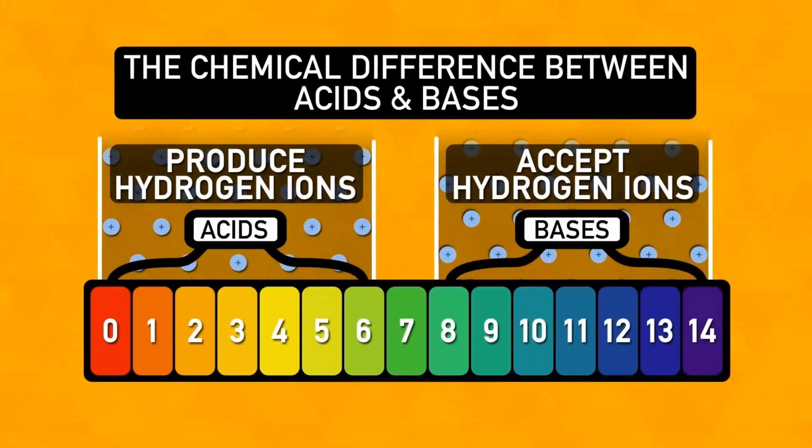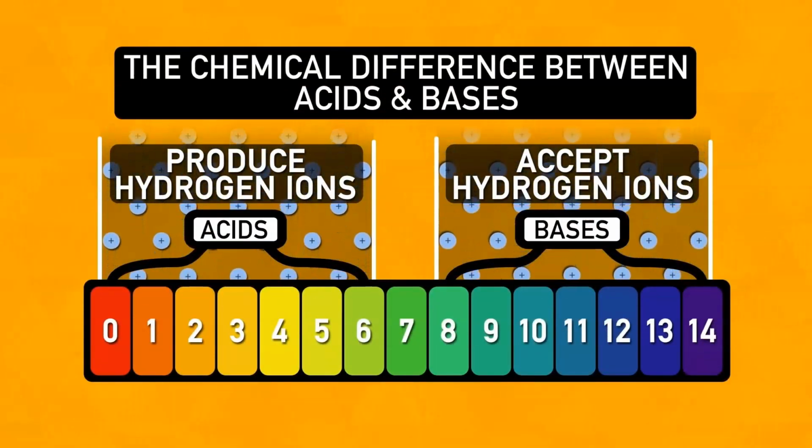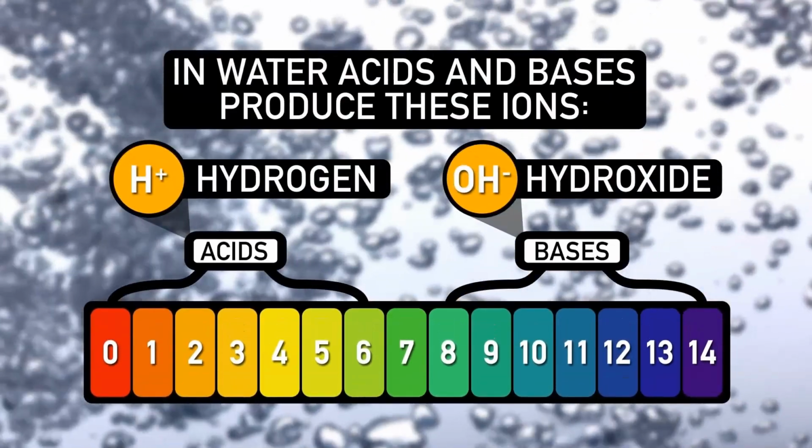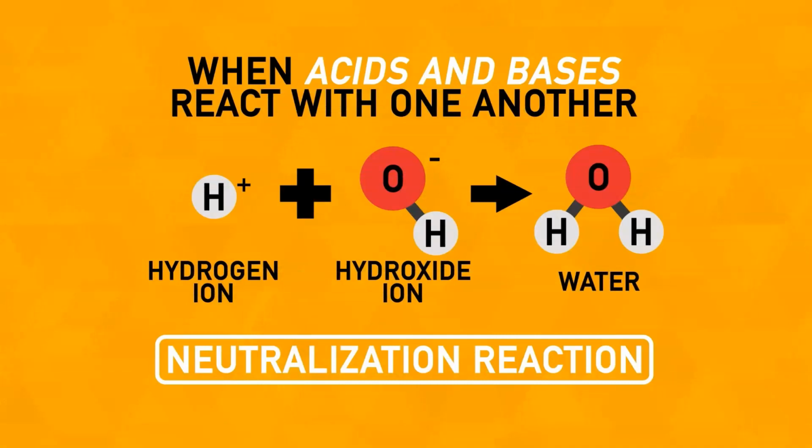Chemically, the difference between acids and bases is that acids produce hydrogen ions and bases accept them. In water, acids produce H+ ions and bases produce OH- ions. In reactions between acids and bases, hydrogen ions will react with hydroxide ions to make water. This type of chemical reaction is called a neutralization reaction.